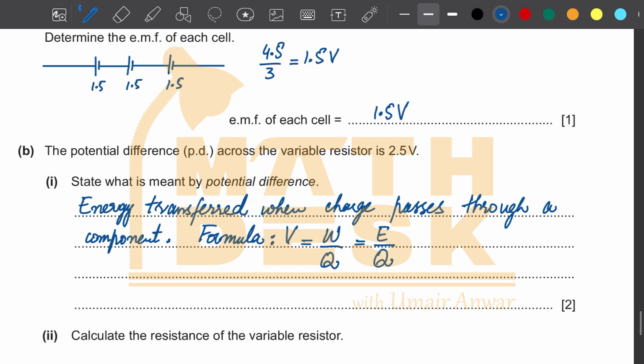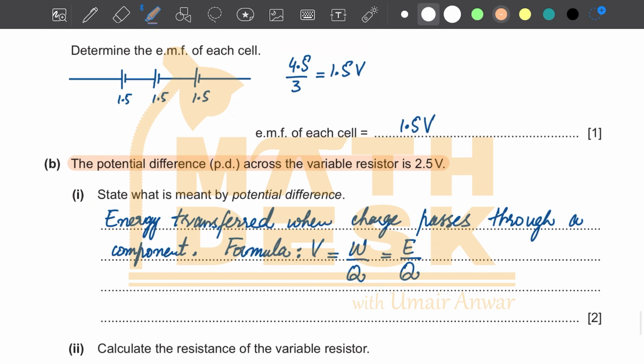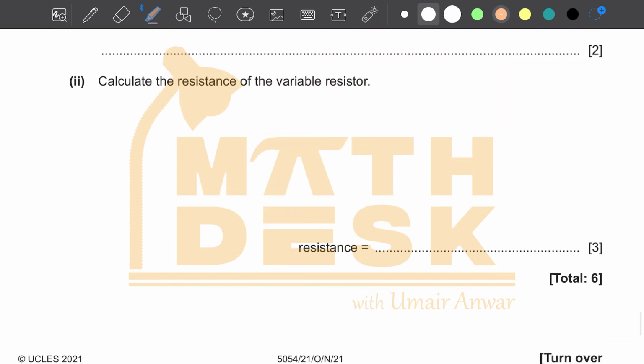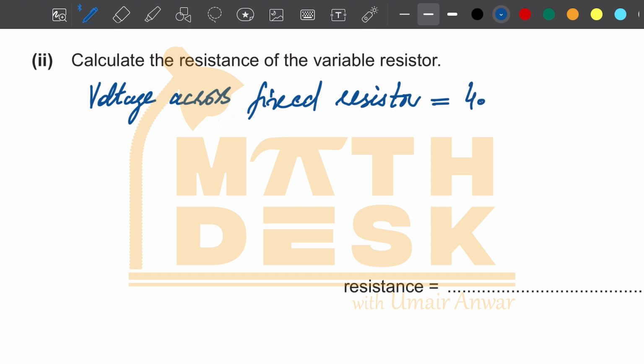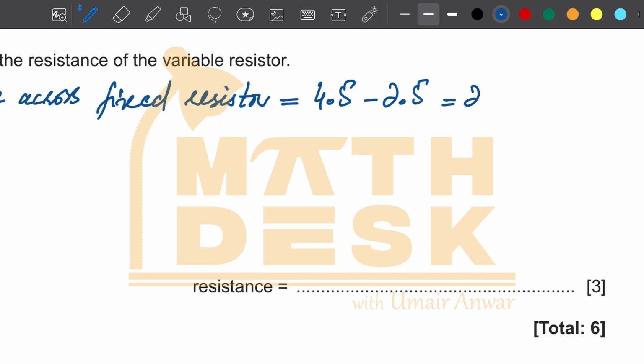Now we know that the potential difference across the variable resistor is 2.5 volts. So using this we can find out the resistance value. First we find the voltage across the fixed resistor. So it would be 4.5 minus 2.5. It would have a voltage of 2.0 volts across it.